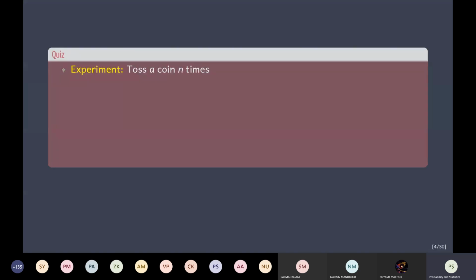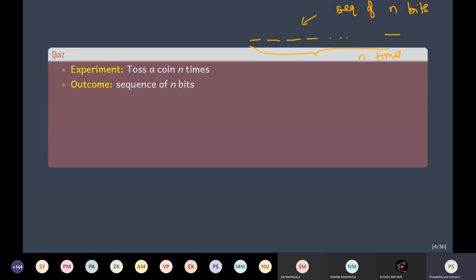Of this event. Another question that I asked in the quiz is toss a coin n times. When we toss a coin n times, we expect the outcome to be a sequence of n bits. So first time I tossed a coin, second time I tossed a coin, third time, and so on, until the nth time. So this is a sequence of n bits, right?